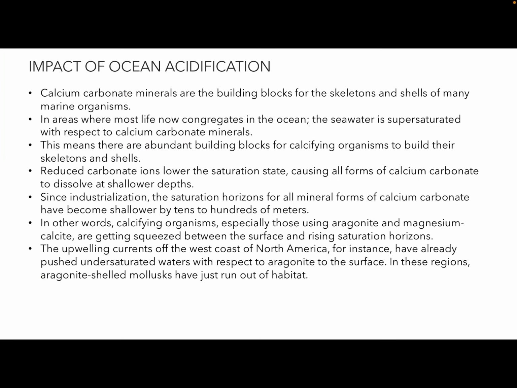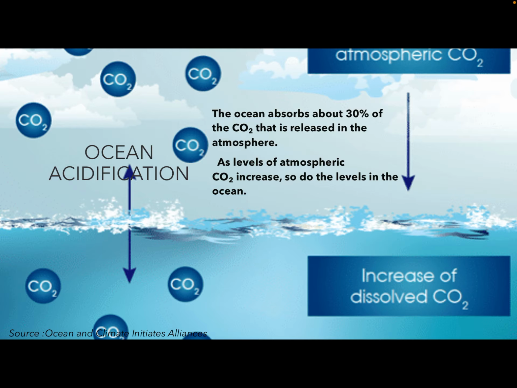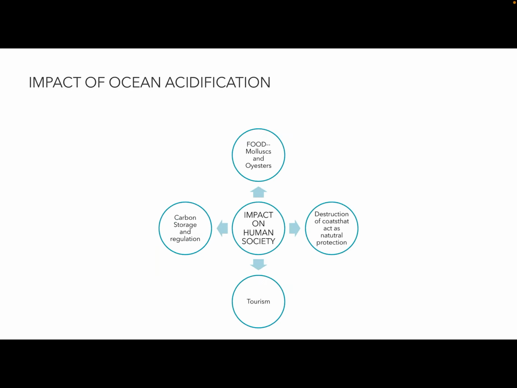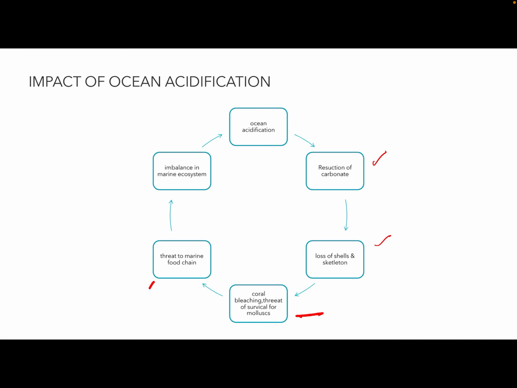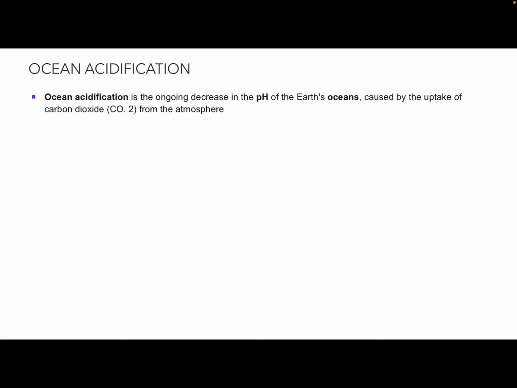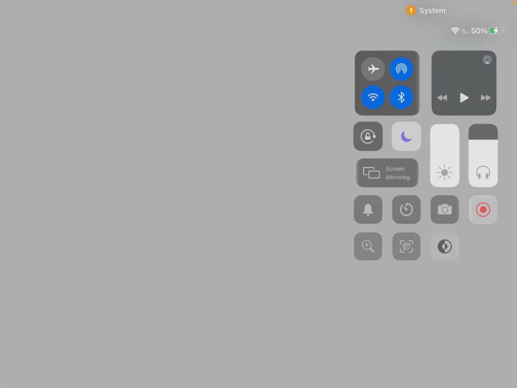So there are like some more details, so let me show. Okay, so this is whole cycle of impact of ocean acidification. So as a result of ocean acidification, there is reduction in carbonate ions, loss of shells and skeleton, again coral bleaching and other threats, so on and so forth. So this is how ocean acidification works and affects the marine ecosystem.